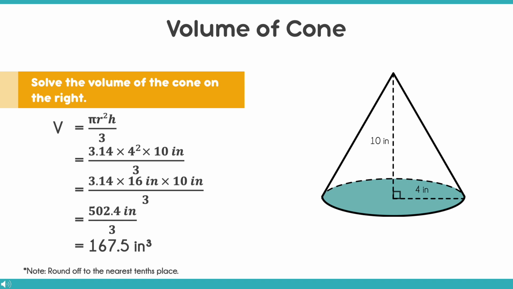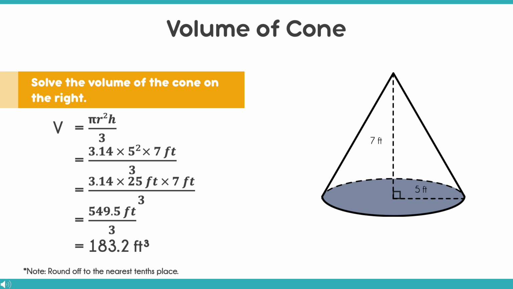3.14 times 16 inches times 10 inches over 3. Solve first the problems on top of the solution. The answer is 502.4 inches. Then divide it by 3. Our final answer will be 167.5 cubic inches. Again, when necessary, round off the decimal to the nearest tenth place.